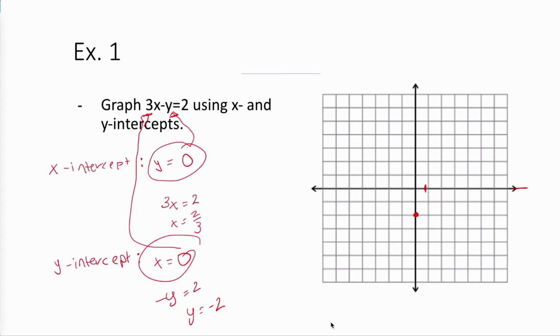And then we should be able to draw a line that goes between these 2 points and is approximately straight, and looks something like that. That would be approximately the graph of the line 3x minus y equals 2.